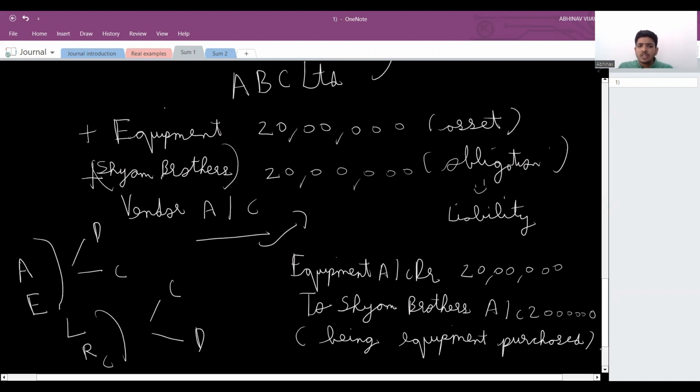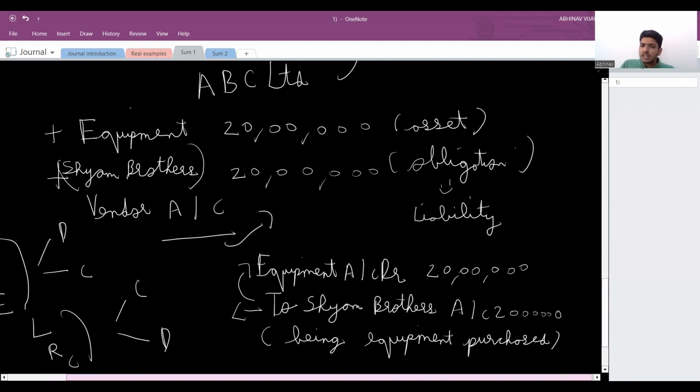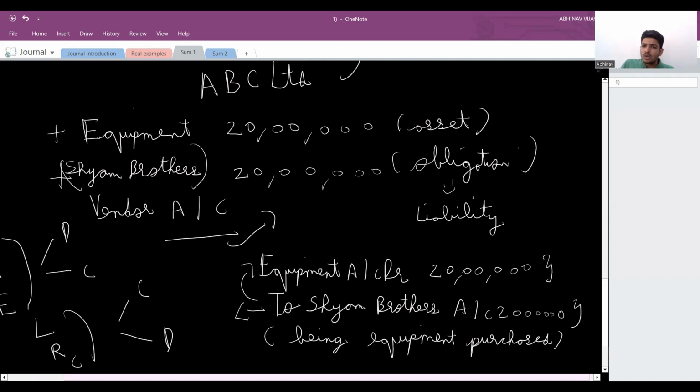Now, let's see if the double entry system is satisfied here. What is the double entry system? First one, equipment: this is the impact on the business at the end of the month. An obligation by the name of Sham Brothers increases by 20 lakhs. The reason is an equipment is purchased on credit. Second, the debit side's value should be equal to the credit side's value. So both are done. So now the journal entry basic concept is covered and the first sum is solved.